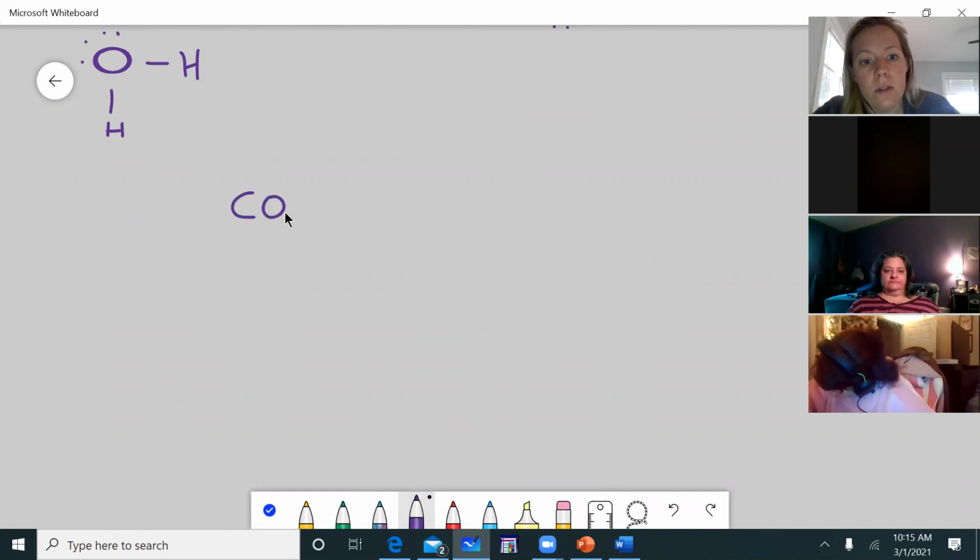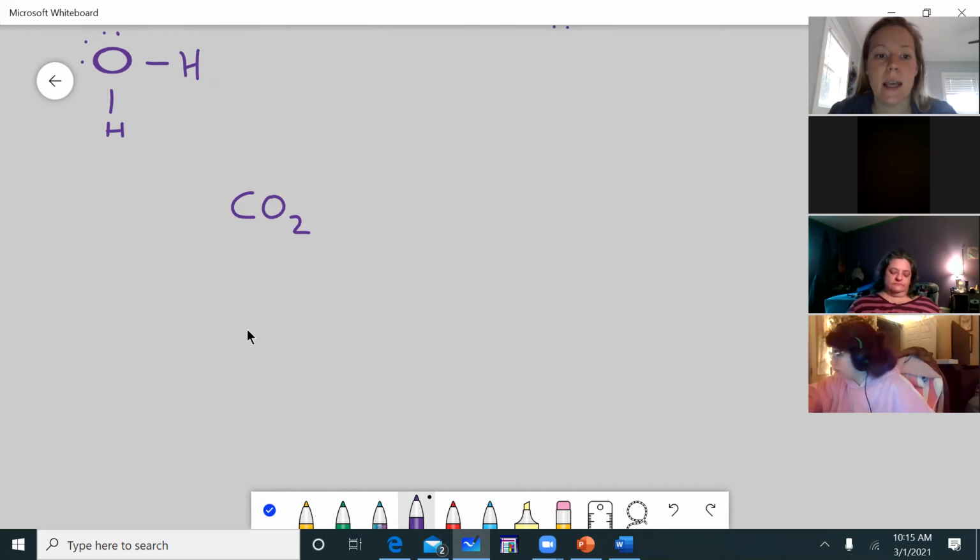So CO2. All I want you to do right now is make the skeletal structure and count up the number of valence electrons. All right, I'll give you just a minute for that. So where do the carbons and oxygens go related to each other? And how many electrons do you have to play around with? We won't stick it together just yet.